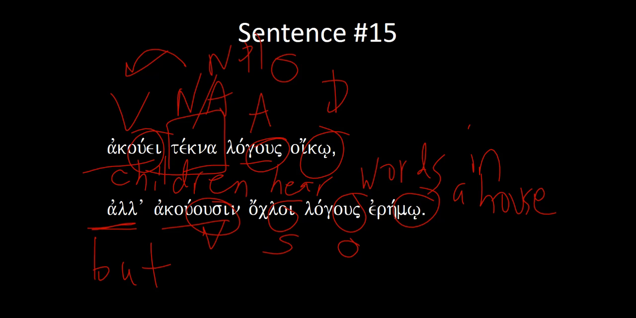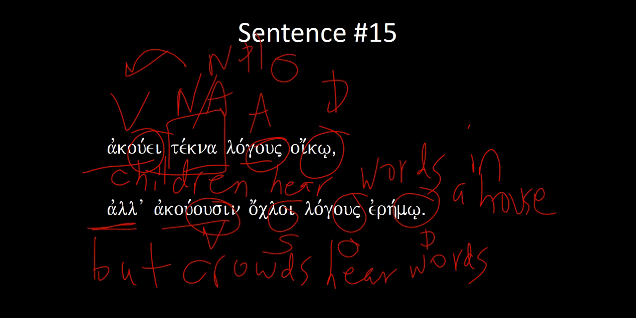And then erēmō, this is dative. Just like oikō. So our verb is akouousin, they hear. Do we have a subject? We do, it's ochloi. Crowds hear. Crowds hear logous, accusative object. Crowds hear words. Then erēmō, in a desert. Children hear words in a house, but crowds hear words in a desert. So that's a long sentence, but if we break it up into component parts, it helps out a lot.